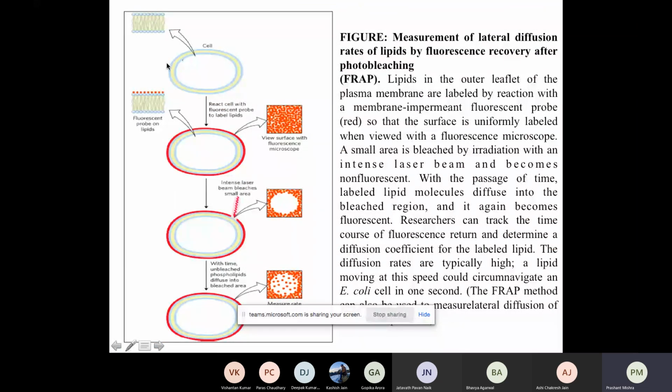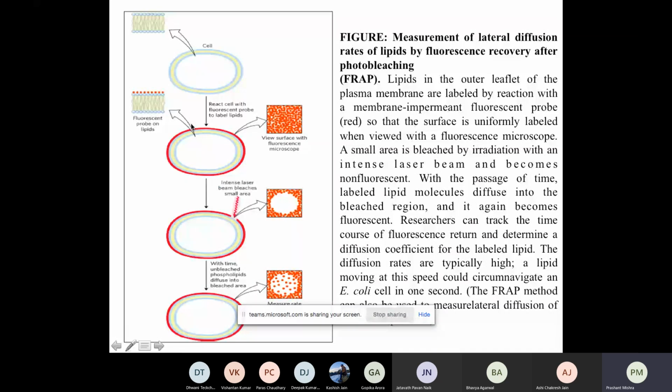Now what you have to do in the first step is label the membrane. So you take a fluorescent dye and label it. So your whole membrane is labeled. How does it look? It will look like this. When you see under the microscope from the top, you will see that the whole cell's outer surface has a fluorescent dye. And if you look at the cell, it is the outer layer of the cell, that is the membrane, which has been labeled.